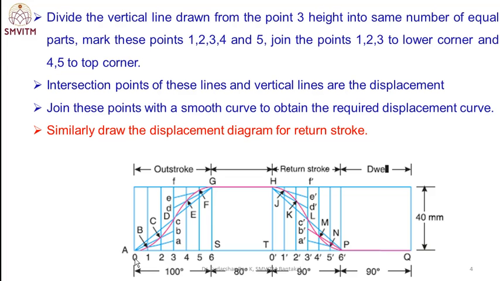Then join the lower three points, that is a, b, c, to the point 0, the lower left corner, and the top three points, that is c, d, e, to the point g, the top right corner. Then the intersection of these lines, O-a, O-b, O-c, with respect to the vertical lines 1, 2, 3 gives the required points: vertical line 1 and O-a give point B, then vertical line 2 and O-b give point C, then D, and similarly E, F, G, and so on up to P. This gives the uniform acceleration and retardation motion for the follower motion.